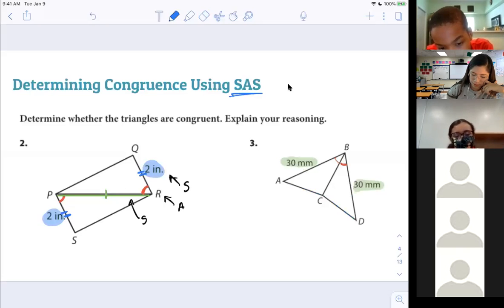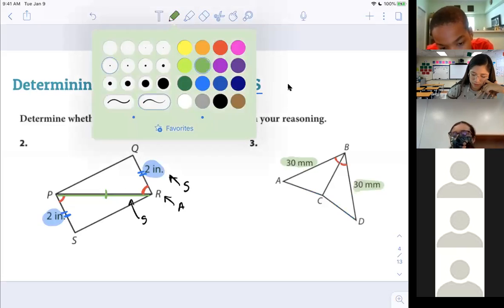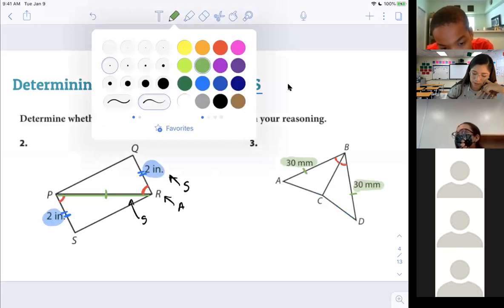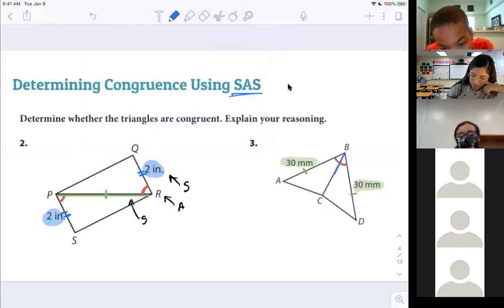Hold up, everything got deleted. It was confusing me for a second. Wait, is it reflective or reflexive? Reflexive with an X. There we go. So this is congruent to itself. So there you go. You have side, angle, side.